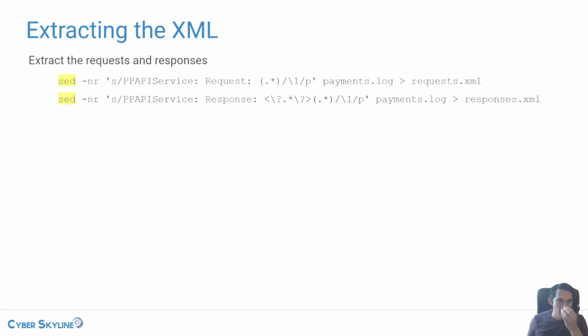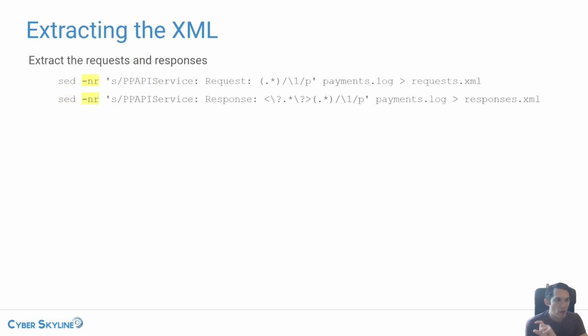Okay, so the next step that we have to cover is actually extracting the XML from the data, from the file. And so we're going to use this program called sed. You can see that highlighted here. sed is the stream editor program. It's a very useful tool for manipulating text data, and you can use it to extract these requests from the log file and the responses from the log file.